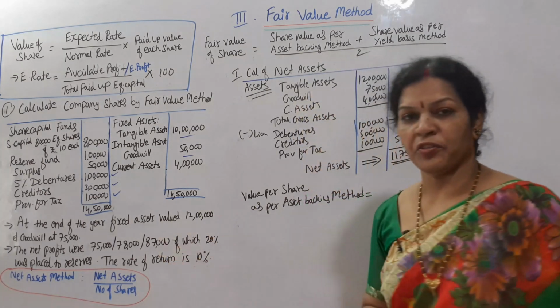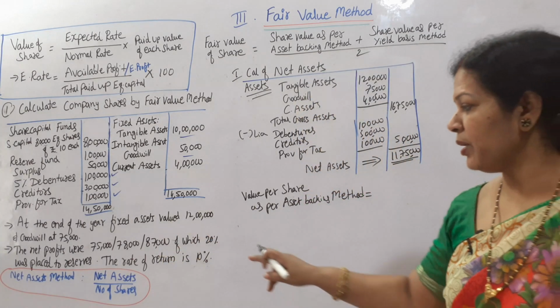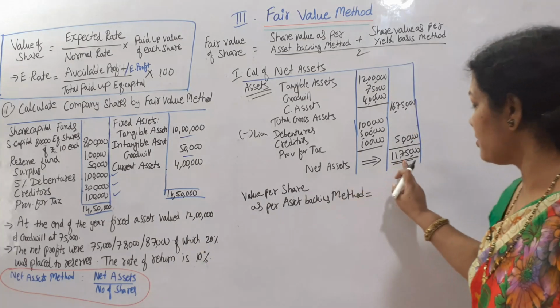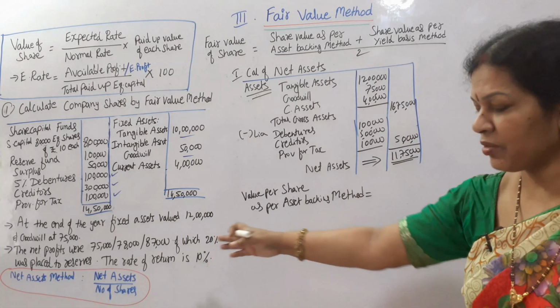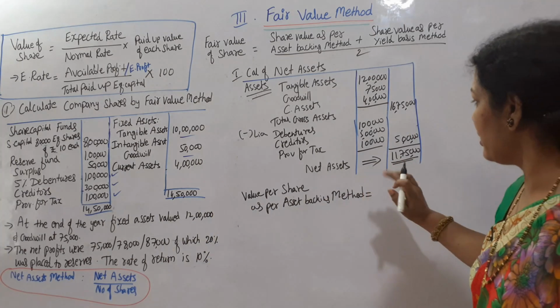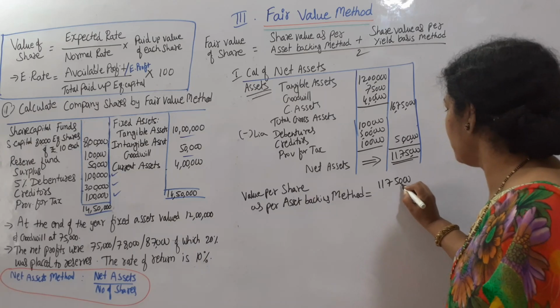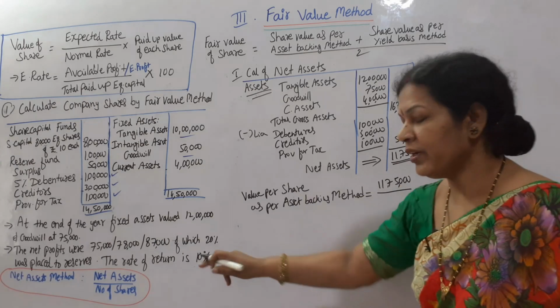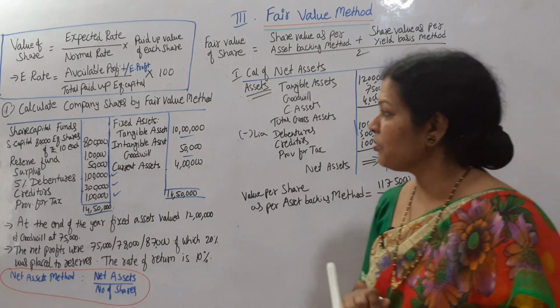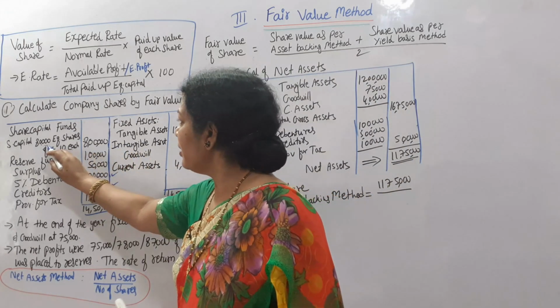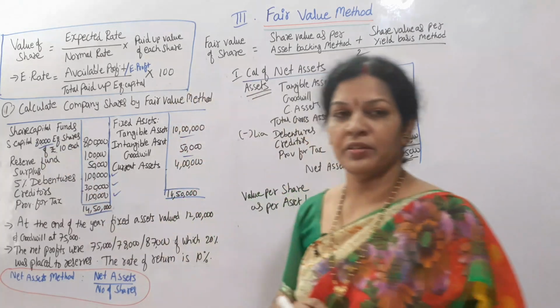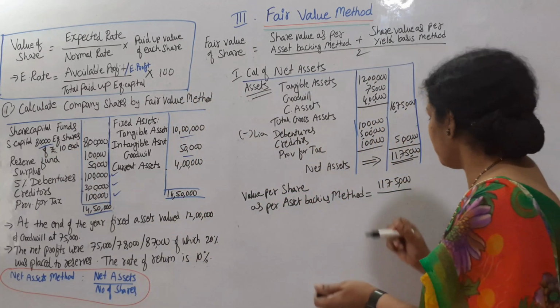First you have to write the formula: net assets divided by number of shares. Net assets, I am not writing because it is already written over there. So, net assets is 11,75,000 divided by number of shares. Number of shares are here, 80,000, already given. Number of shares are 80,000.